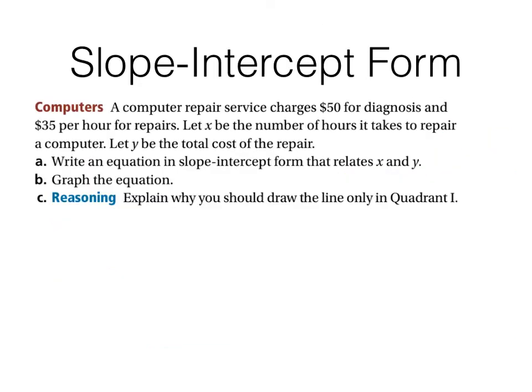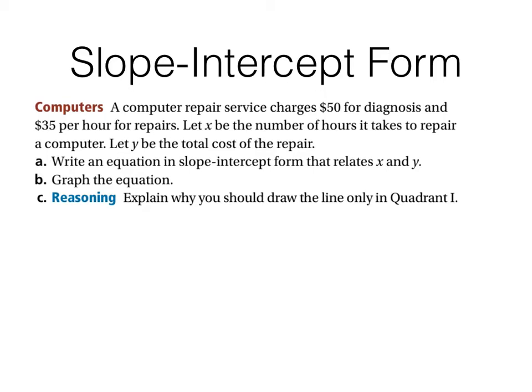Slope-intercept form by itself again. So the most convenient one, still slope-intercept form. Let's take a look at this particular example. A computer repair service charges $50 for diagnosis and $35 per hour for repairs. Let X be the number of hours it takes to repair a computer. Let Y be the total cost of the repair.